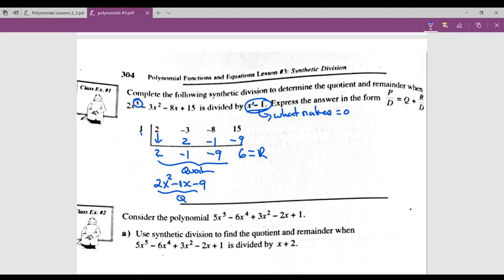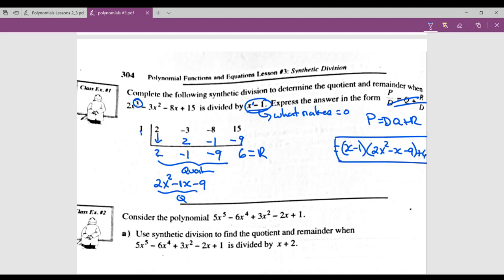And then we never are going to write it like that. We're going to write it as dq plus r. So we go divisor, which was x minus 1, quotient, over here, plus the remainder, which is 6. And that is it.